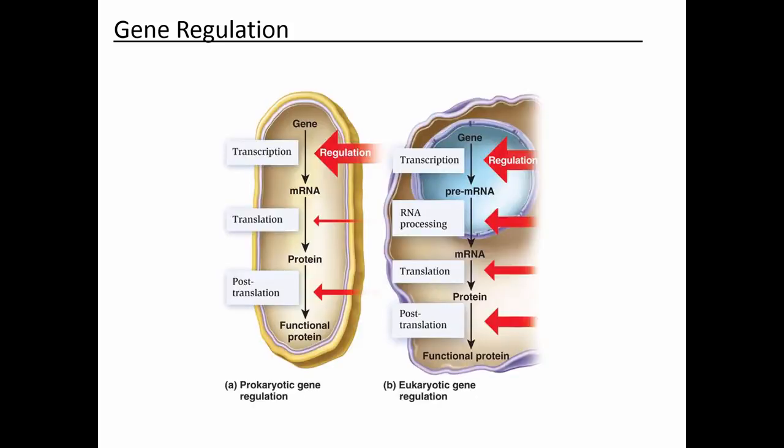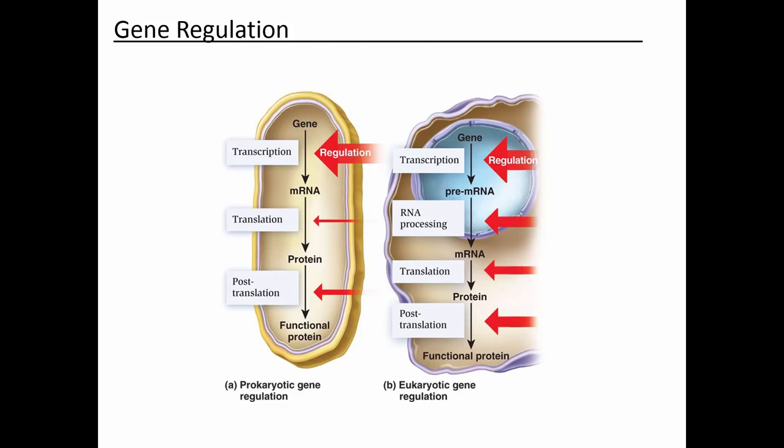And then we'll talk about some differences in terms of how genes are regulated in eukaryotic cells. There's similarities, but there are also some important differences. So that's what we're talking about in this topic: regulating gene expression. This is a picture taken from your textbook, and each red arrow is supposed to represent a point at which you can regulate gene expression.